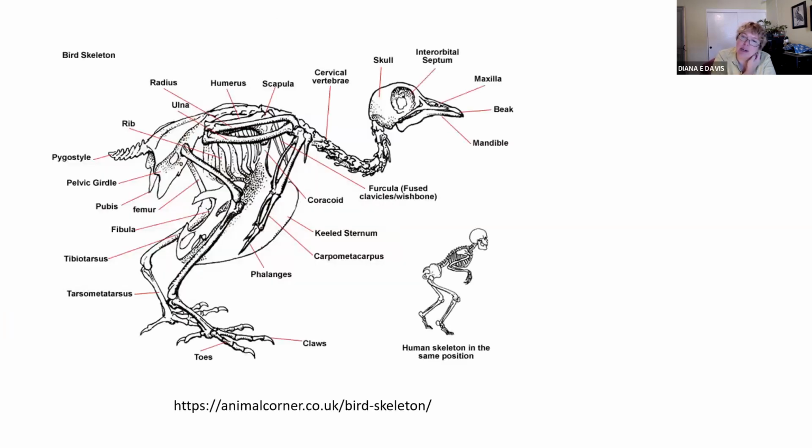So I like this one. We're not going to learn most of these words here, so don't worry so much. But it shows a human skeleton in the same position as a bird skeleton. So here's the femur and the femur on the person. The lower leg on the person. The ankle on the person.